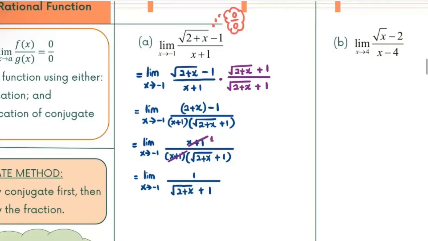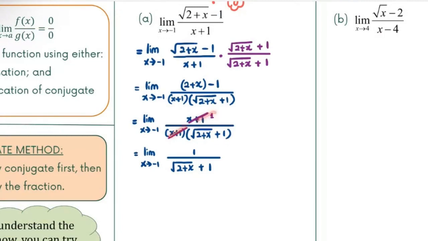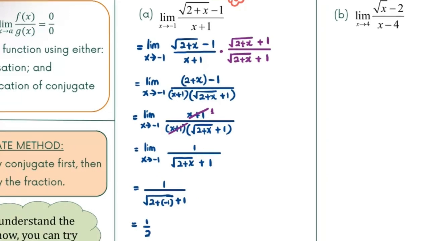Okay, so bila kita dah potong-potong, dah simplify, barulah gantikan nilai. So, gantikan nilai directly lah. 1 bahagi dengan square root of 2 plus negative 1 plus dengan 1. Okay, 2 tolak 1 dapat 1. Square root of 1 bersamaan dengan 1. 1 tambah 1 dapatlah 2. So our final answer, the value of the limit will be 1 over 2.